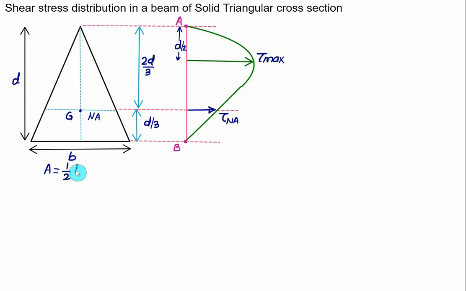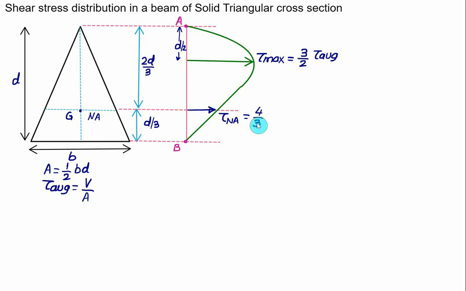So we have 1 by 2 base multiplied by depth, and the average value of a shear, that is tau average. The average value of a shear stress is the shear force divided by area. Once we know the average shear stress, then we can calculate the value of tau max. This value of tau max will be equal to 3 by 2 of tau average. And the shear stress at a neutral axis is equal to 4 by 3.